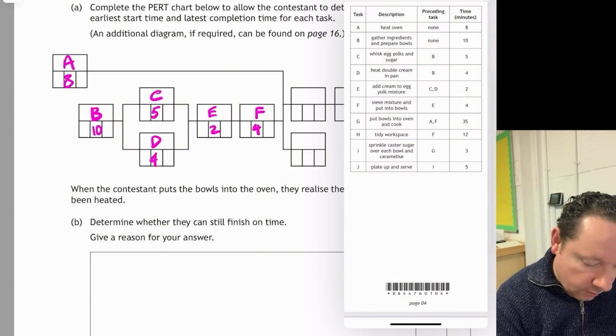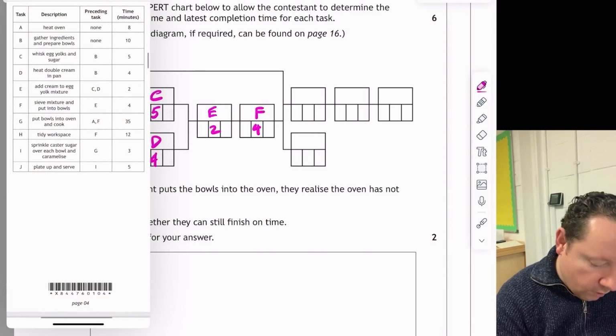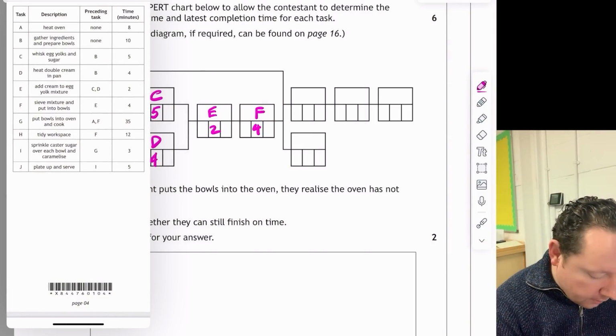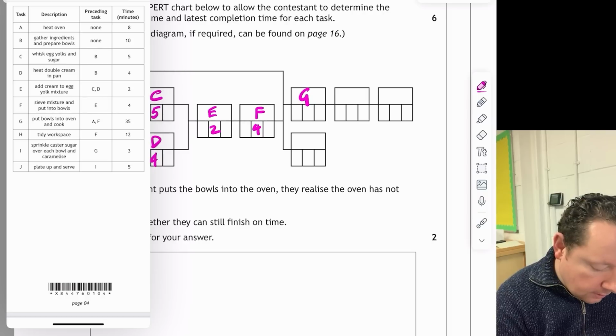And now we need to get our next ones right, so let's just move that over. So after A and F, we've got G, and that takes 35 minutes. After F, we've got H, so just after F, that goes down the way to H. So that takes 12 minutes. And then after G, we've got I, which takes 3 minutes, and J, which takes 5.